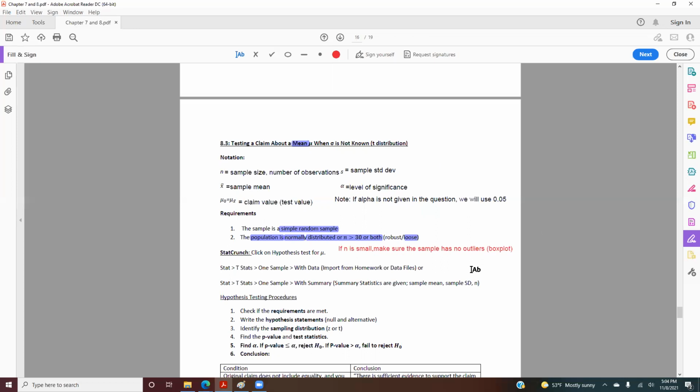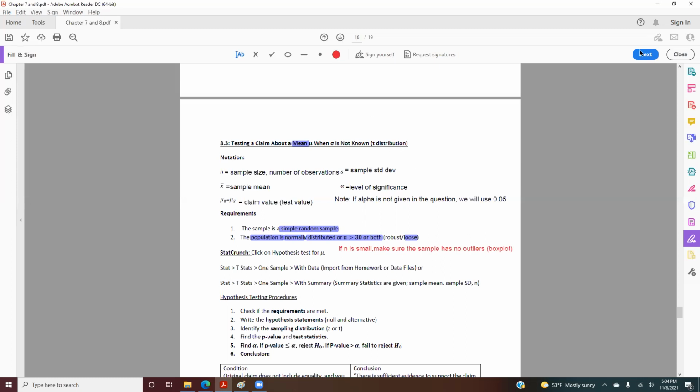That means you will meet that requirement. However, if you do the box plot and you find out there are outliers in the sample, that means requirement number 2 is no good. So make sure you guys know this. This is very important. If you have a small sample size, make sure you draw me the box plot. In StatCrunch, you just go to your graph and go to your box plot, and they will give you the dot in the end.